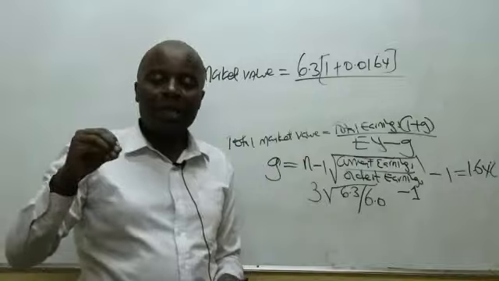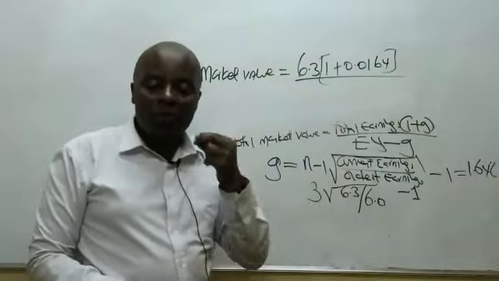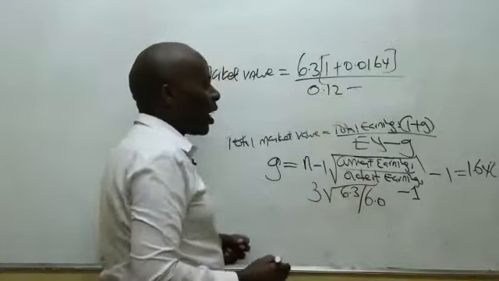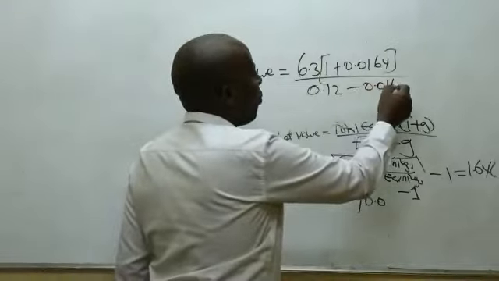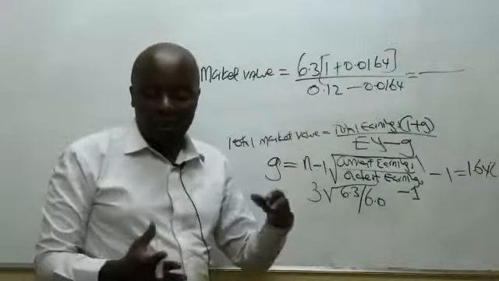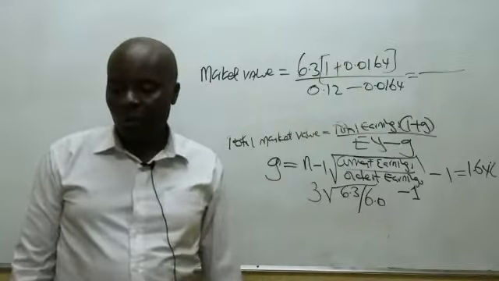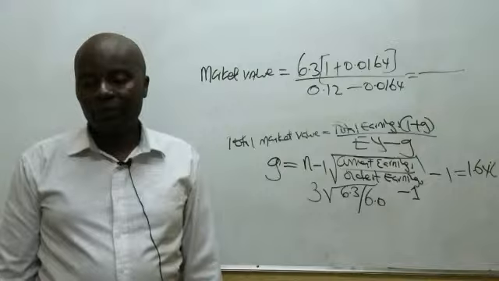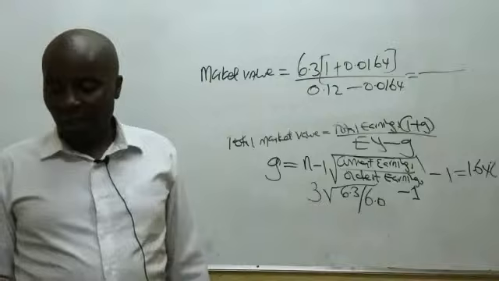The mistake that many students do is to come and write just 12. They forget that it is 12%. So 12% is the same as 0.12 minus our growth rate, which is 0.0164, like that. So go ahead and give us the numerator, give us the denominator, and then you get the quotient. You should be able to advise us as well.